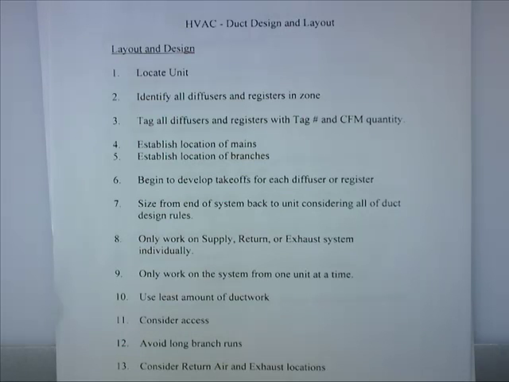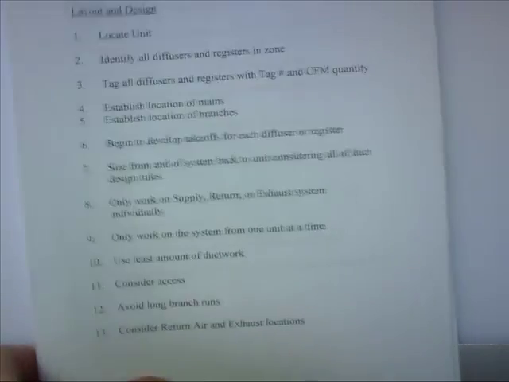You want to consider your access. How are you going to actually get to the ductwork if you need to get to the ductwork? You want to avoid very long branch runs. And the way that you're going to avoid having very long branch runs is by locating your mains or your trunk lines in a location that prevents that. And you should also be considering where your return air and exhaust locations are. So a lot of those things are review.